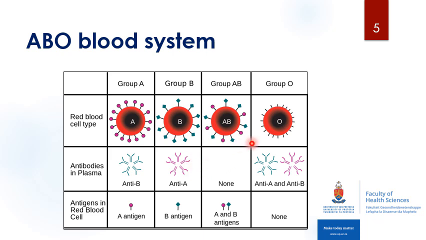If you're blood group AB, because you have both A and B antigens on your red blood cell, then you won't have any antibodies in your plasma. So there are no A or B antibodies in your plasma. And if you're blood group O, then you have no antigen on your red blood cell, so you'll have both the A and the B antibodies in your plasma.